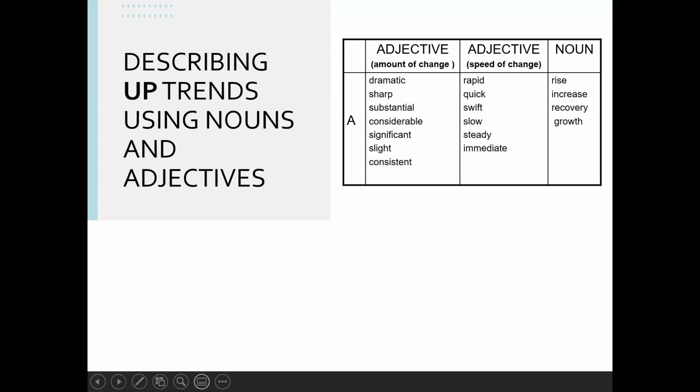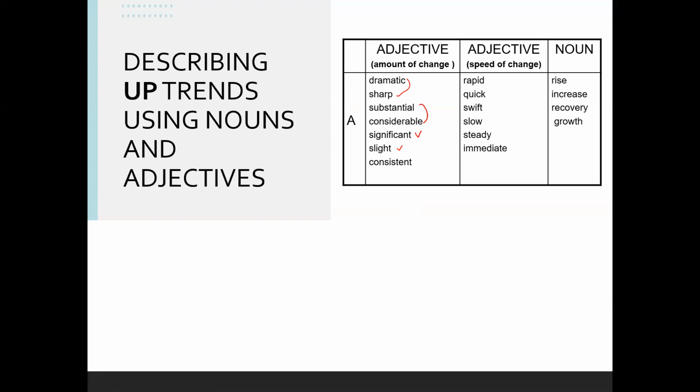What is the difference? Okay, dramatic and sharp is the same. Dramatis atau tajam itu sama. Substantial and considerable is similar. Substantial and considerable itu artinya lumayan tinggi naiknya. Oke, kalau significant berarti dia tinggi naiknya. Kalau slight itu berarti sedikit.